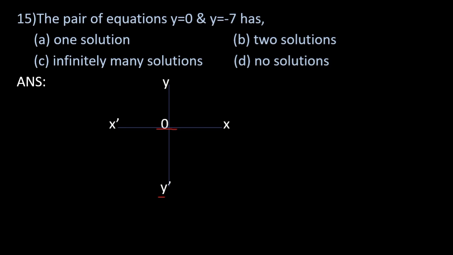If we mark that on the y dash axis, you can see the graph here. The first one is the x axis, and the next one, y is equal to minus 7, is getting a parallel line. So we can say option D, no solution. If the lines are parallel, they don't have any solution. Therefore option D, no solution, is the correct one.